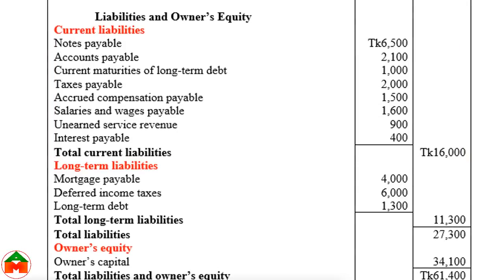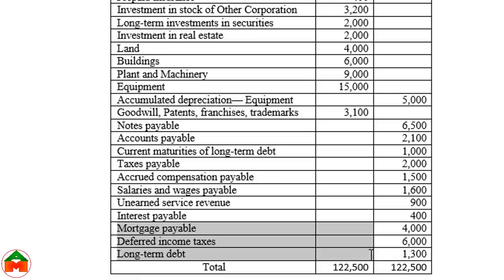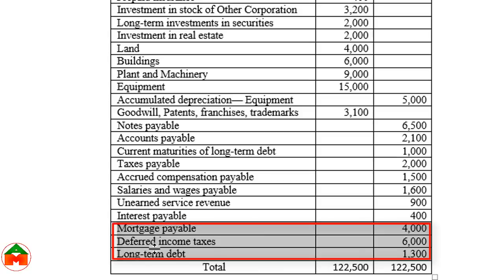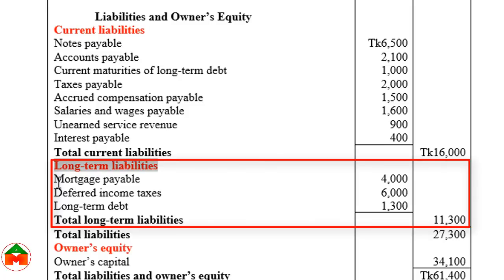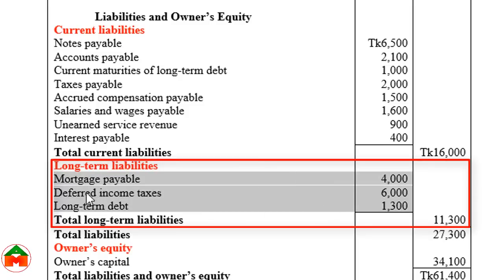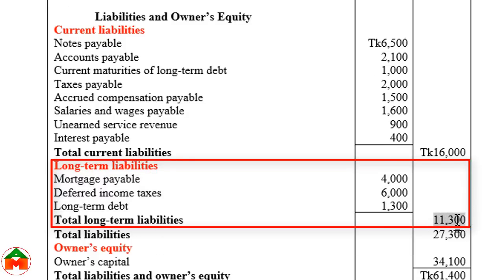After that we are going back to the question. Here we can see three items: mortgage payable 4,000, deferred income taxes 6,000, long-term debt 1,300. These three items are considered long-term liabilities. Now we are going to show these in the long-term liabilities section. We can see mortgage payable 4,000, deferred income taxes 6,000 and long-term debt 1,300. If we add these three items, we will get 11,300.